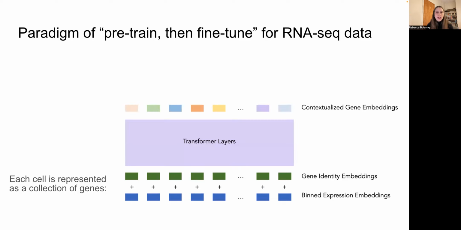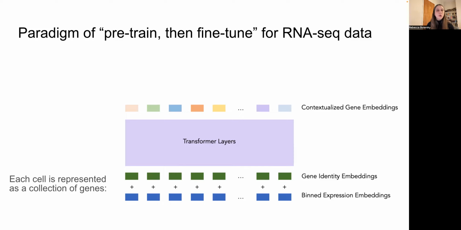These gene inputs are fed into transformer layers, which are the major building block of recent large language models. The transformer layers apply attention in order to learn contextualized gene embeddings, in which each gene's representation is influenced by its cellular context, where context refers to the expression of all the other genes in that same cell.